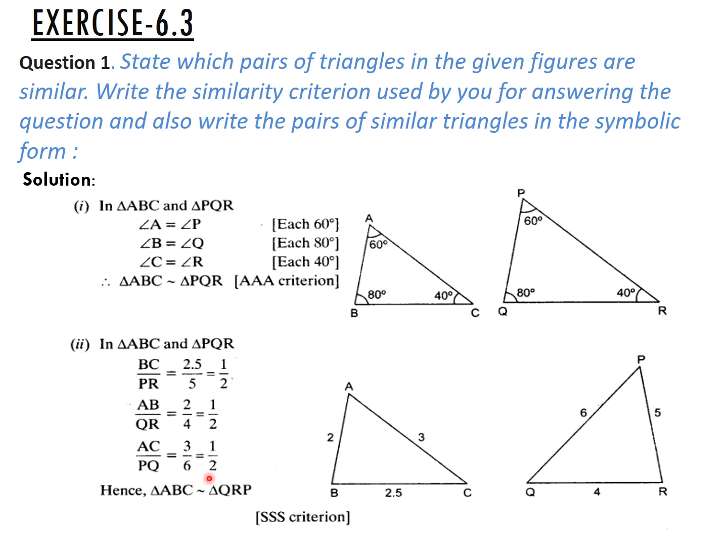So AC by PQ is equal to 3 by 6, that is equal to half. So clearly we can see the values of the ratios are all equal. So we can say that all the ratios of the corresponding sides are equal, and hence we have a rule with respect to it. So we have the side similarity criterion, or the SSS similarity criterion, for this purpose. So we can say by SSS similarity criterion, triangle ABC is similar to triangle QRP.